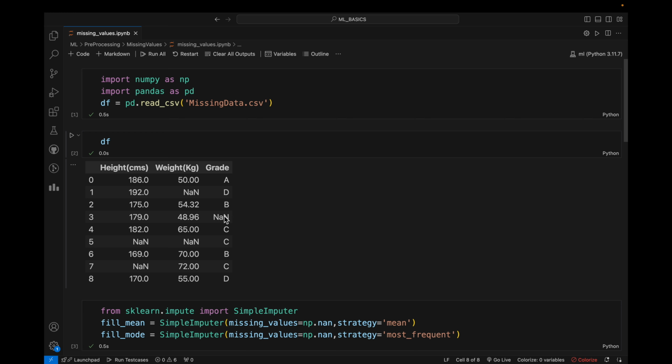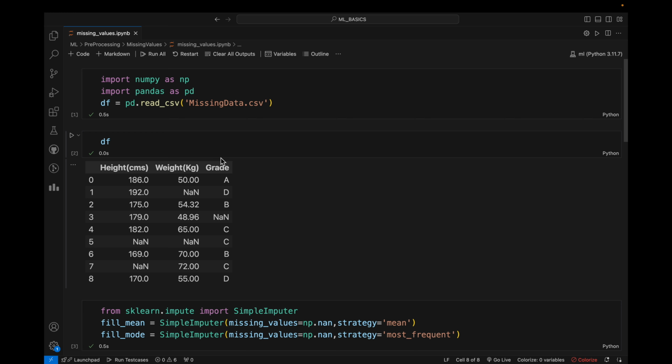And according to our discussion, what are all the continuous features over here? Here, height is one continuous feature and weight is one continuous feature. And what can be the good strategy that we can follow? We can follow a strategy something like mean or median. Okay. So now let's see how to fill these values with mean.